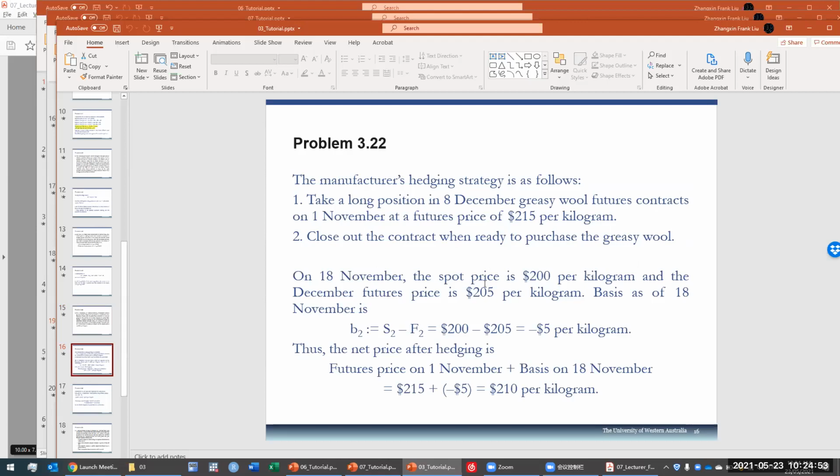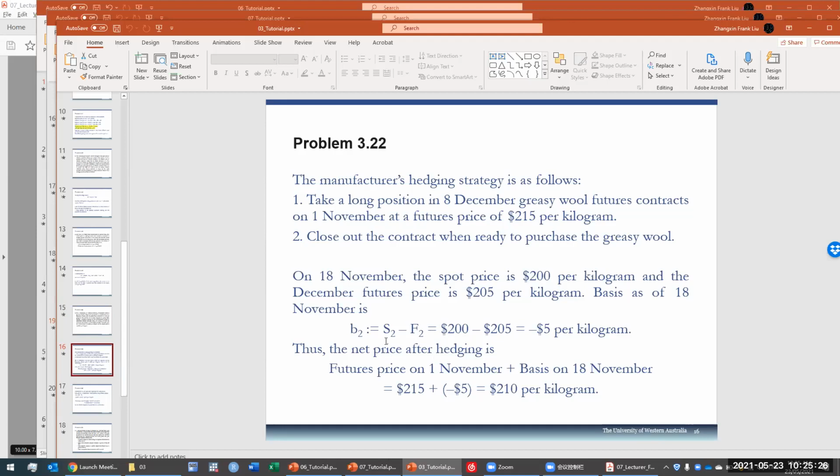So on that day, we need to figure out your basis, which is defined to be S2 minus F2, right? In this case, if the spot price is 200 and the underlying futures contract price is 205, that means your basis is minus 5 cents per kilogram. And that means in this case, how much do I pay?